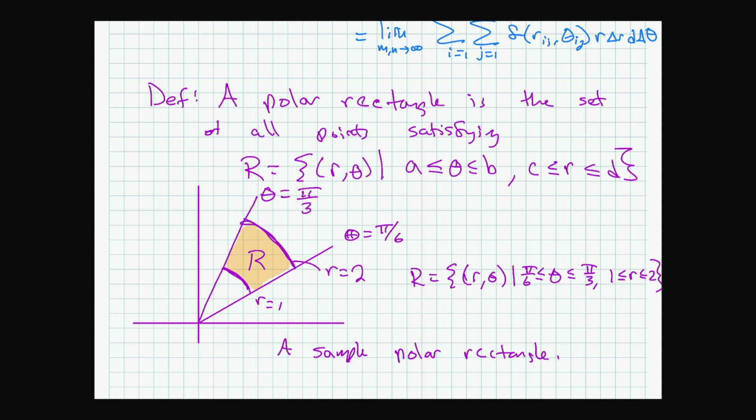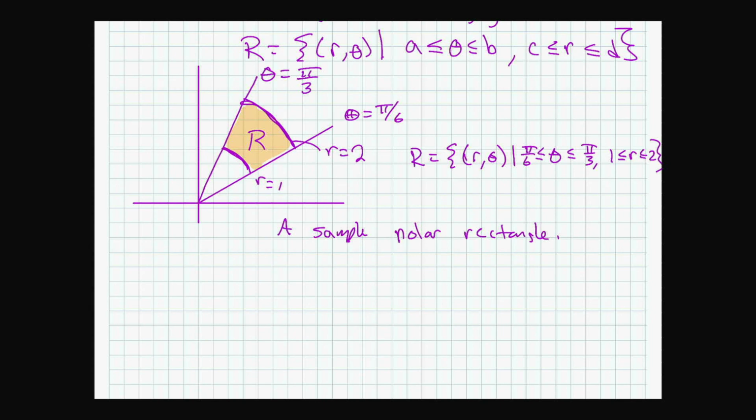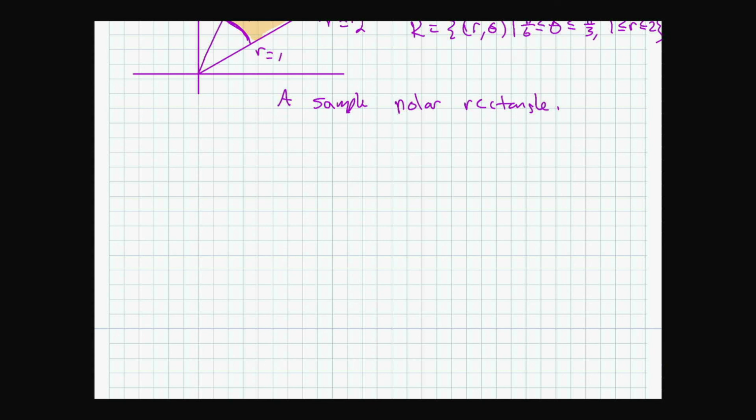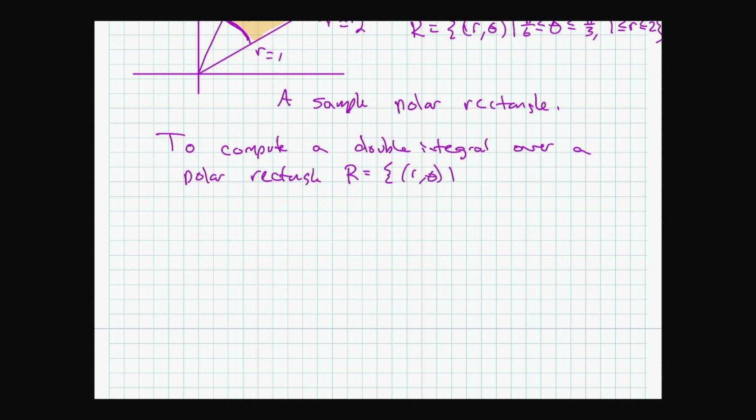Okay, so that's what we're talking about, regions like that. And then what they say is, to compute a double integral over a polar rectangle, they use this rectangle here, R equals the set of (r, theta) such that r is between a and b, and for theta they are using alpha and beta, it looks like. It doesn't matter what variables they use.